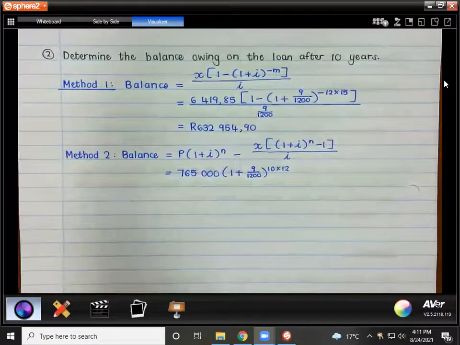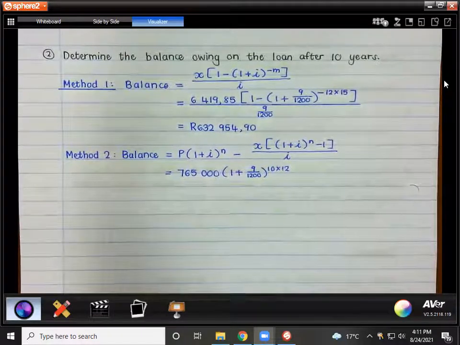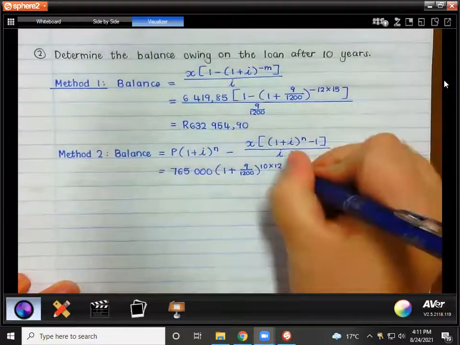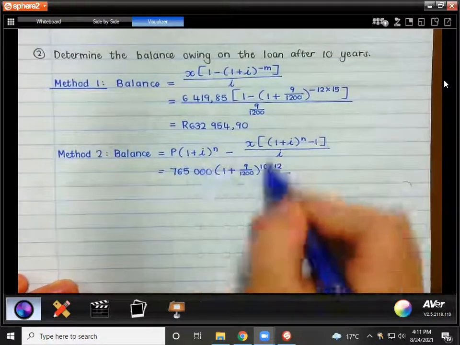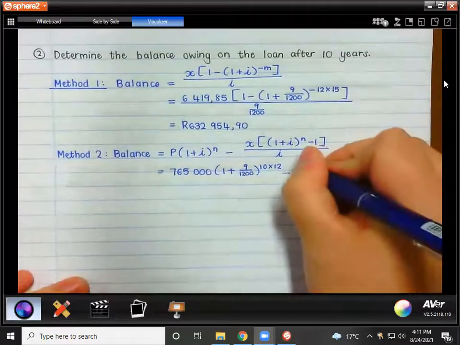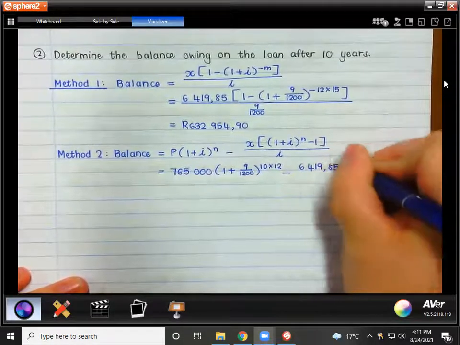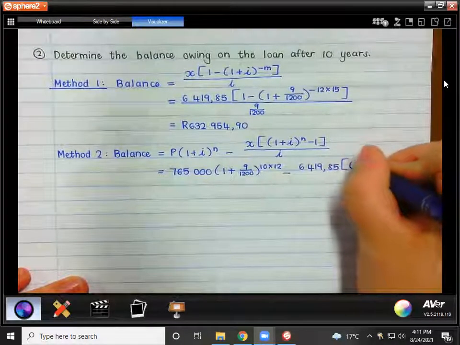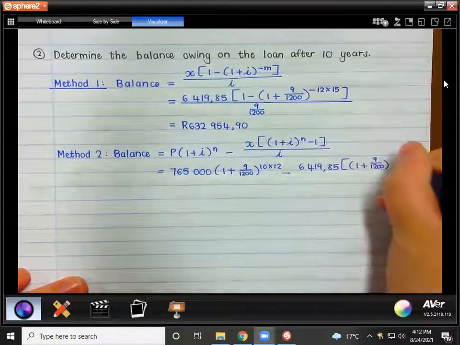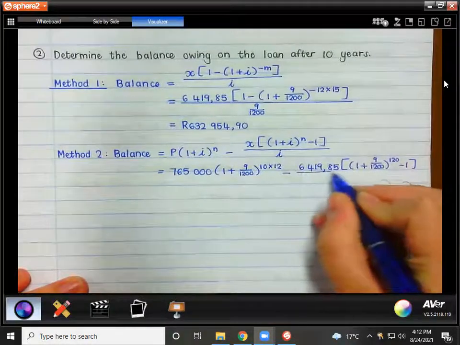All right, so that's what I meant when I said that this method doesn't require extra thinking. We don't have to think, okay, how many years are still left? We just say if they're asking for after 10 years, then it's 10 years that we're using there. So that is what the loan would be worth after 10 years, or what we would have to pay back after 10 years. But now we have already been making some payments. So we minus the future value of all of those payments, and that will then give us the balance. So it's 120 is our exponent there.